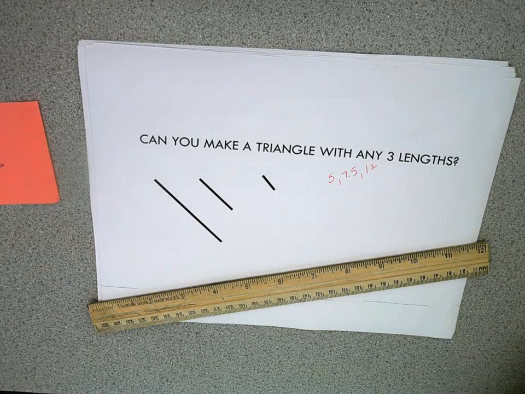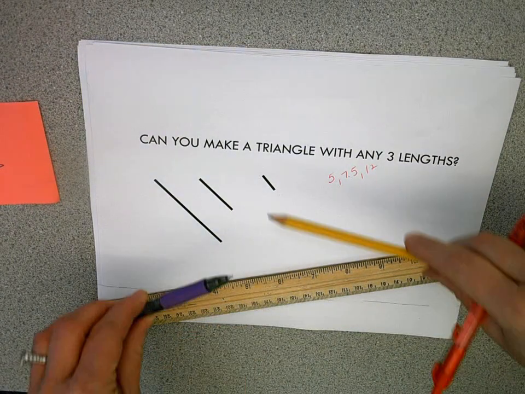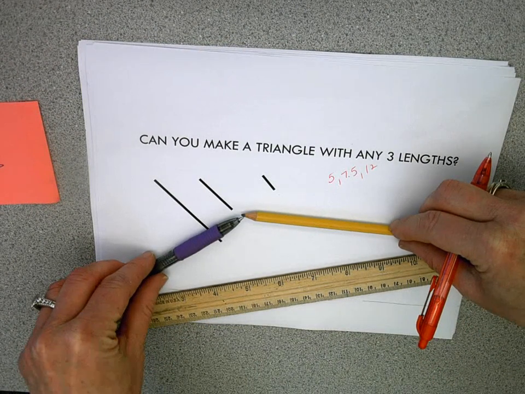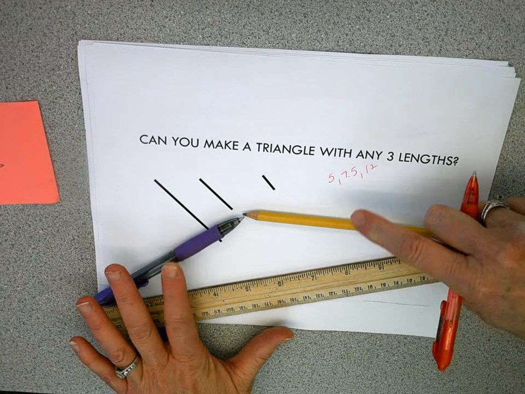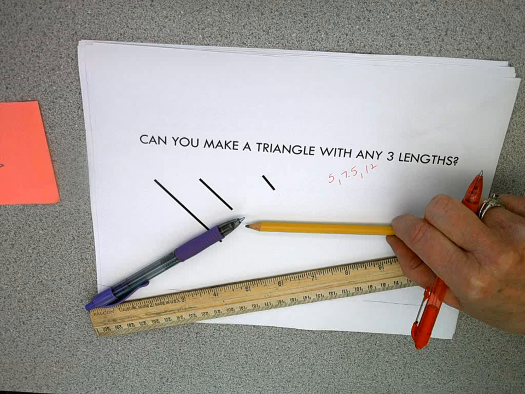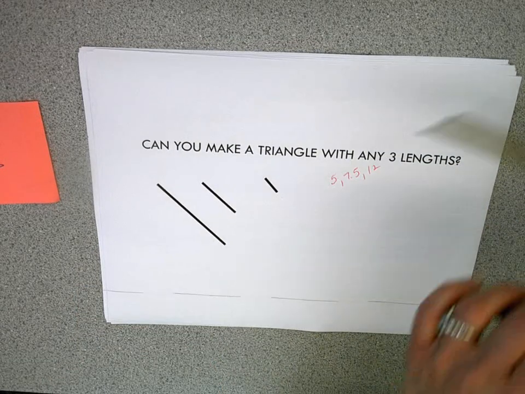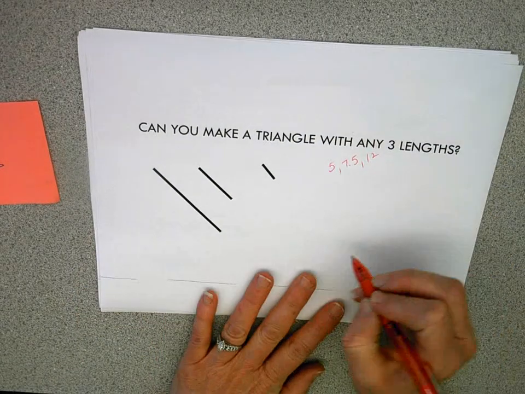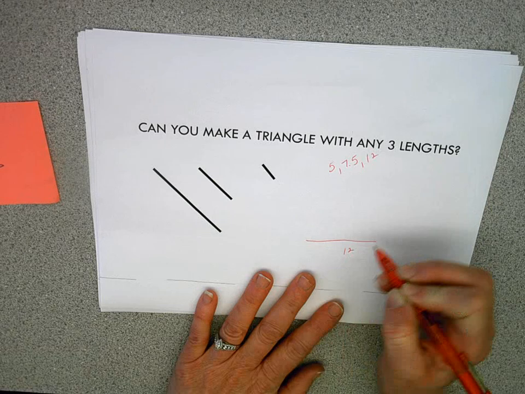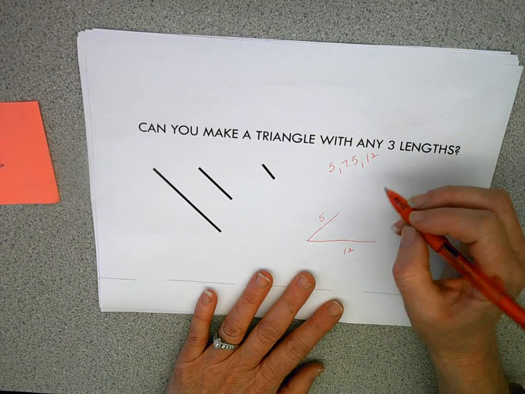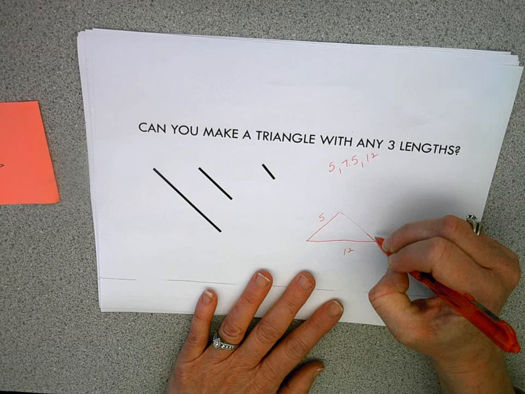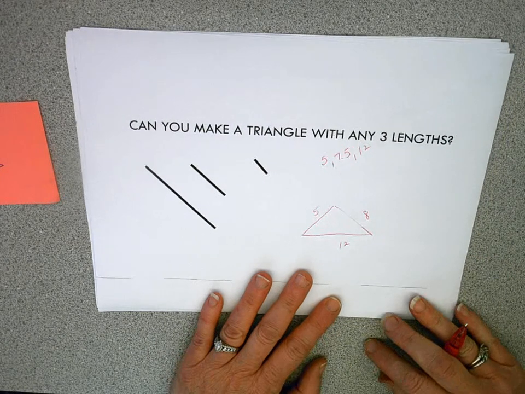But remember, when we put something like a pencil and a pen, it did work, because these two are actually longer than the third side. And that's going to be a big concept. So let's say I have a side of 12, and a side of 5, and let's change the other side to be 8. That would make a triangle.